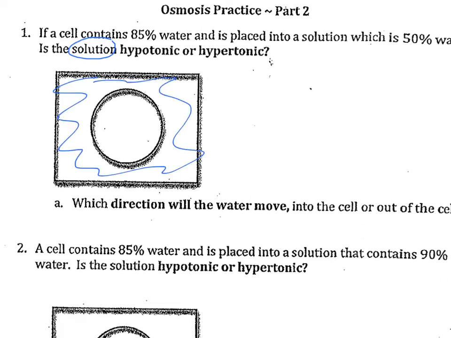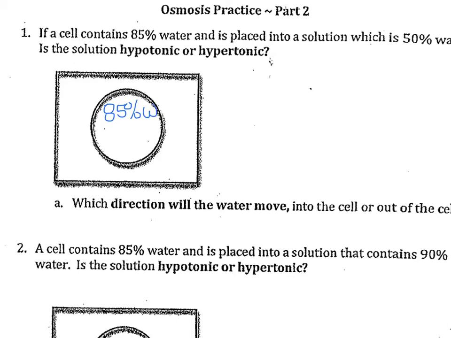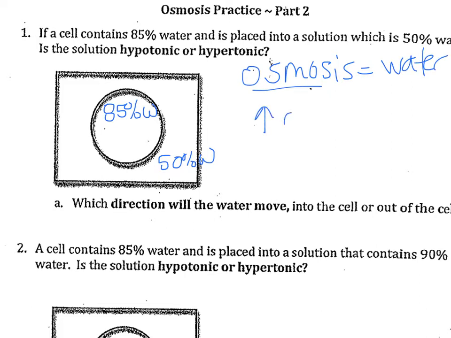So the way we're going to set this up is as follows. I'm going to erase my stuff there. I like to show this out. So my cell contains 85% water, and I like to label that, and the solution has 50% water. Well, first of all, we know that osmosis is the movement of water, and water moves from an area of high concentration to an area of low concentration.